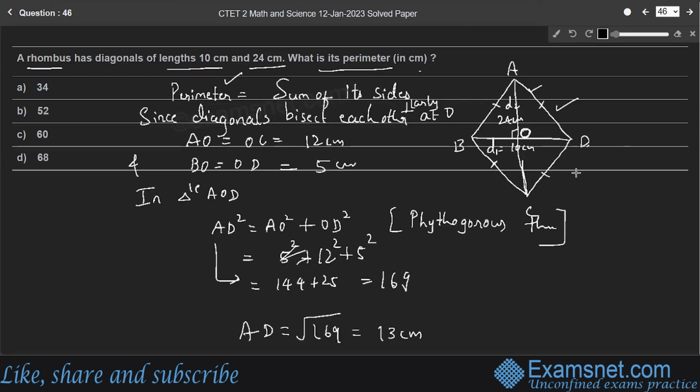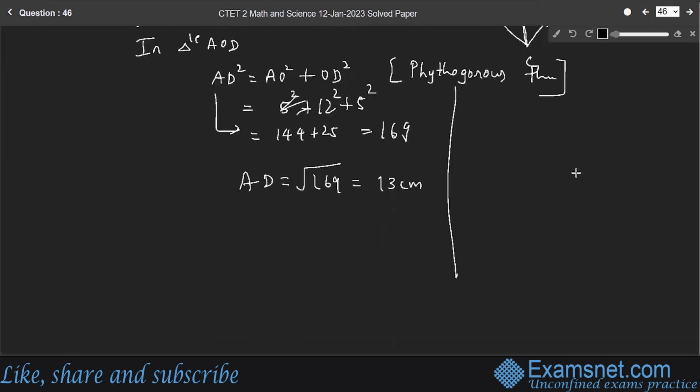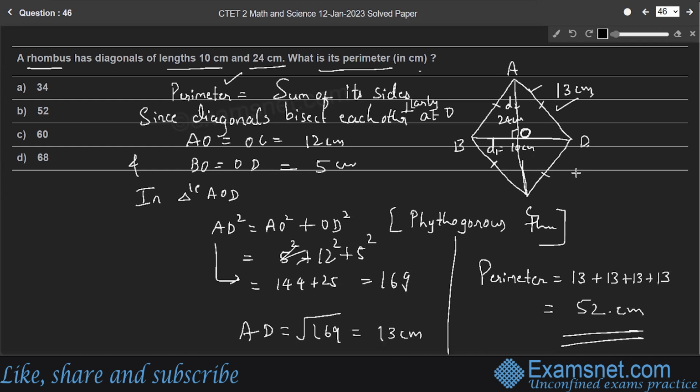So measure of one of its sides is 13 centimeter. Therefore, the perimeter, right? So perimeter is sum of its sides. We'll consider perimeter is equal to, if each side is equal to 13 centimeter, so 13 plus 13 plus 13 plus 13 or 4 times 13 is 52 centimeter, right? 52 centimeter is perimeter of the given rhombus. Option B.